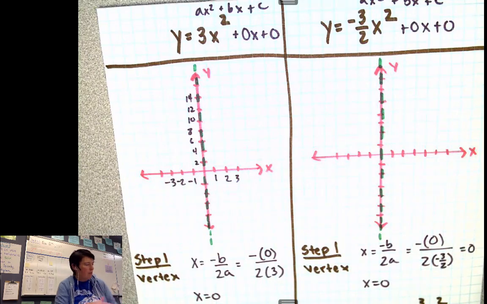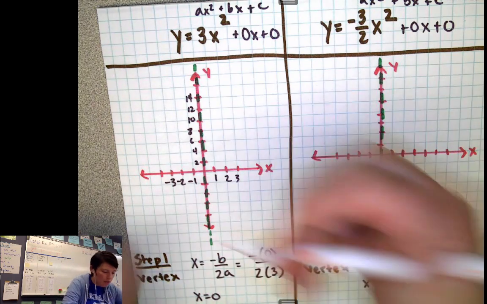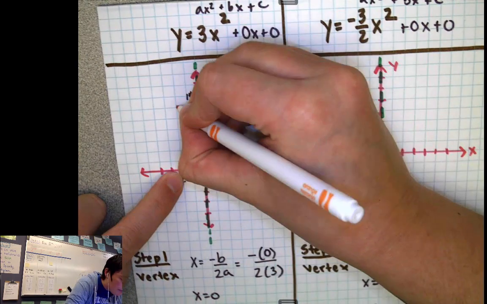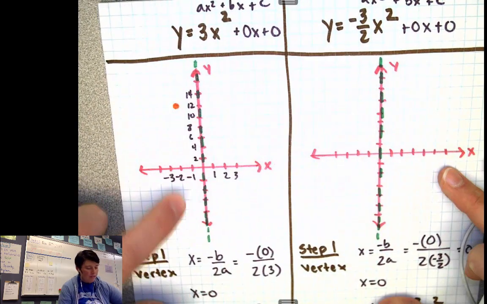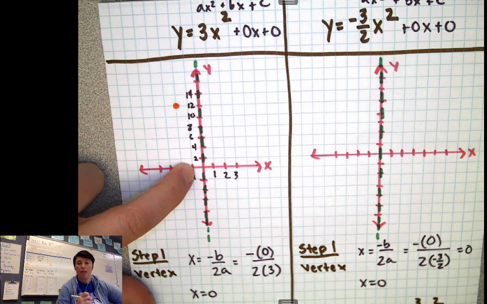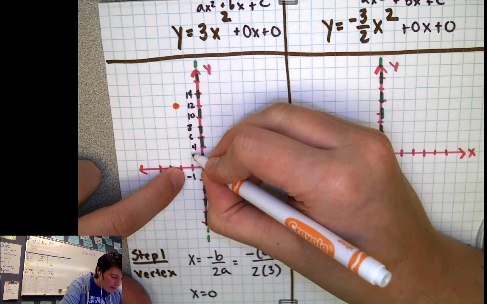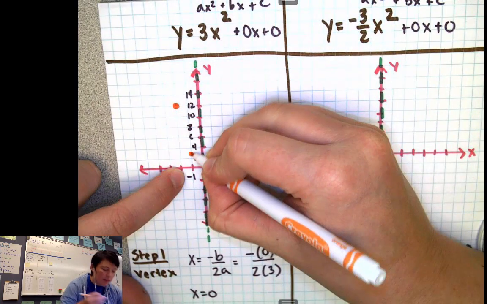So I'm going to grab a different color here. I'm going to go to negative 2, I'm going to go up to 12, put my dot. For negative 1, if you look in your table, it goes to 3. So 3 would be between 2 and 4, so I'll put it in the middle.